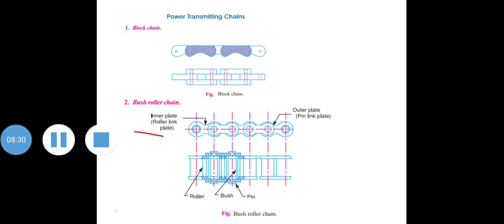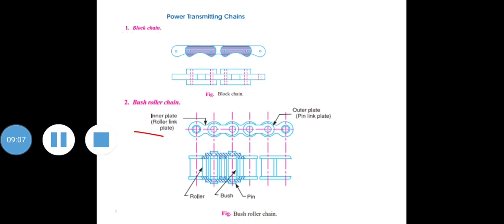Now as we are able to see, an internal plate is present and there is an outer plate present. These two different plates, the internal part and the outer part, are held together. It's like a bush arrangement provided over here. The holding is taking place with the help of the pin placed. So this pin will be holding the internal plates as well as the outer plates.